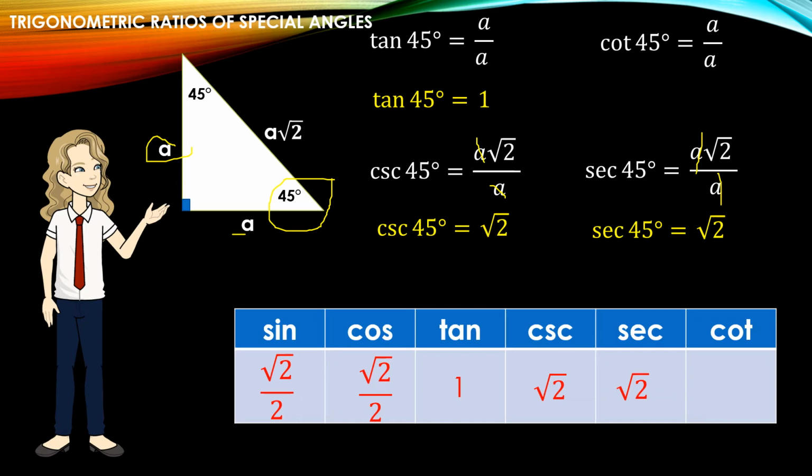And the last one is cotangent 45 degrees. Cotangent is the adjacent over the opposite. So, A over A again. A over A is equal to 1. So, cotangent 45 degrees is equal to 1. So, these are the 6 trigonometric ratios in an isosceles right triangle, or we call it 45, 45, 90 degrees.